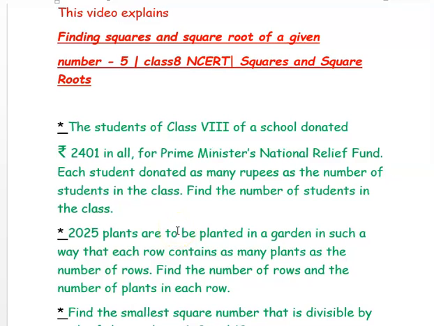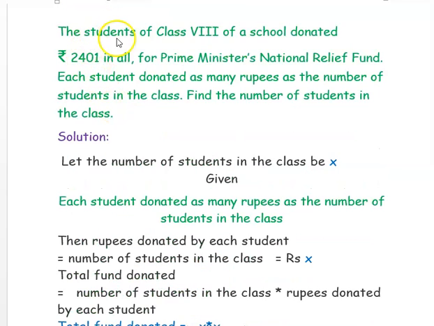In this video, we are going to see how to find square and square roots of a given number using a few examples. The first question is, the students of class 8 of a school donated rupees 2401 in all for the Prime Minister's National Relief Fund. Each student donated as many rupees as the number of students in the class. Find the number of students in the class.